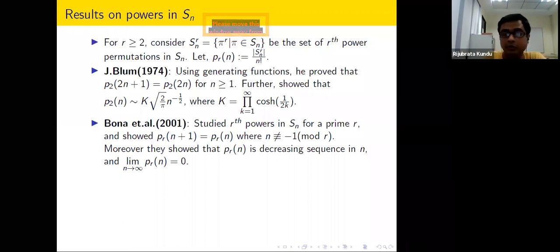Moreover, they showed that p_r(n) is a decreasing sequence in n. If you fix r, p_r(n) is a sequence in n, and it is decreasing, and the limit as n tends to infinity of p_r(n) equals 0. Which means that for large n, there is really a very small number of powers with respect to the size of the group.